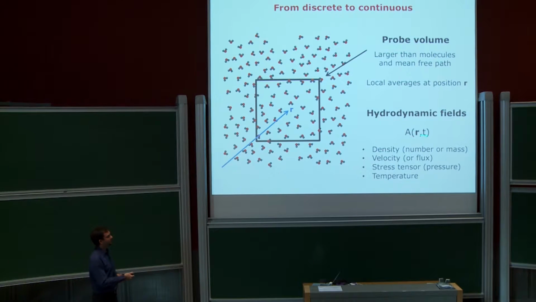Then, so this is a scalar quantity. Then you have the velocity, the local velocity, or the local flux, which is simply the density times the velocity. And this is a vector field. Then you have another type of property that you can define in your probe volume, which is the stress tensor. So it's not a vector anymore, it's a tensor. And this tensor has an isotropic component that is called the pressure. So again, you can define all these quantities as microscopic averages, or more exactly, averages over microscopic observables.